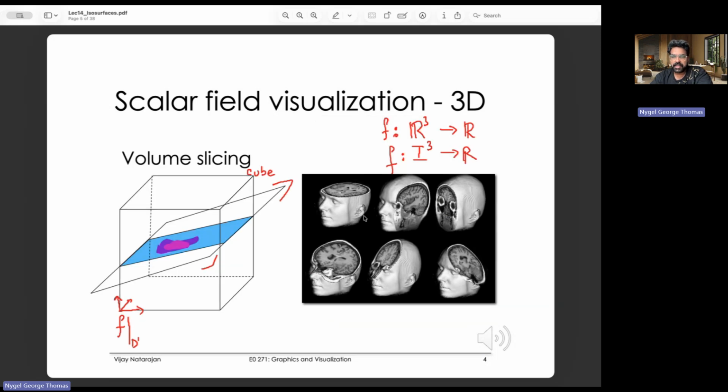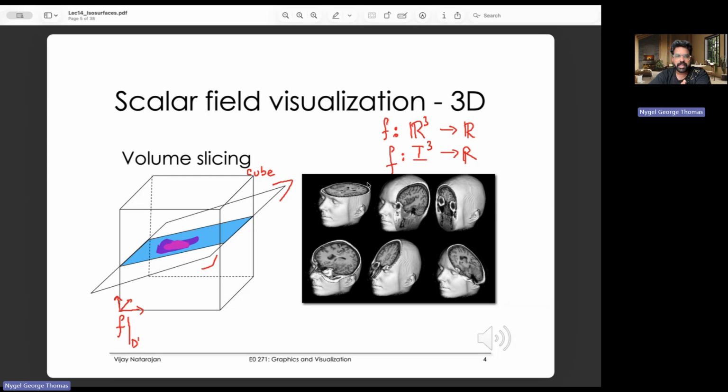Let's move to 3D. For 3D, the first method, function plots, would require the function to be from R3 to R. So you'll require three axes for the domain and one axis for the function value. That will be a four-dimensional thing, which is not possible to represent. Or, more precisely, we mostly use the unit cube as the domain, so it's from I3 to R. But in that case also it's not possible to represent the 4D thing.